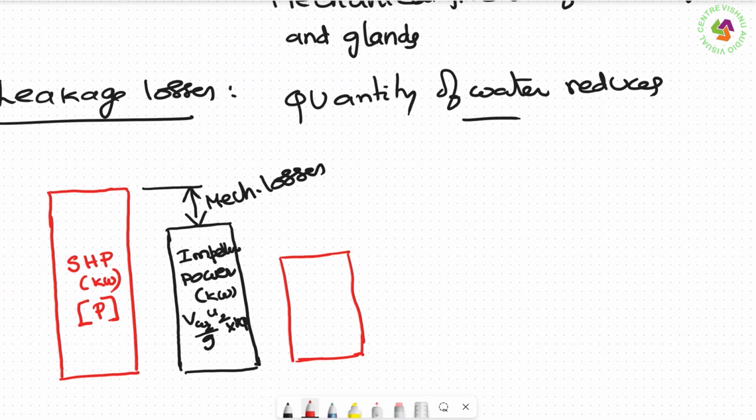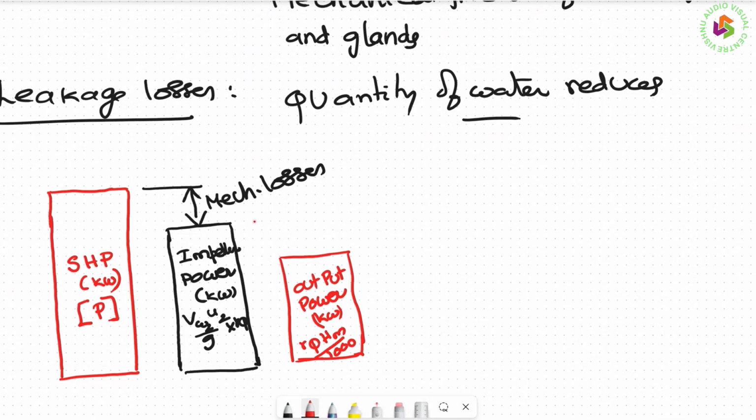Then from this, this is the output power. Output power in kilowatts. Output power means at the end. What is the equation for it? It is gamma Q Hm by 1000. This is the final outcome of it.